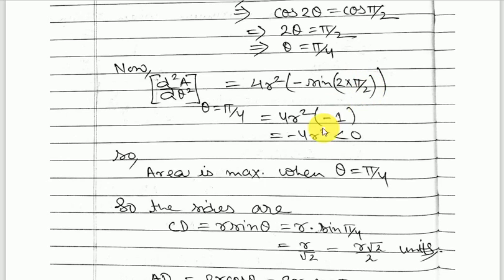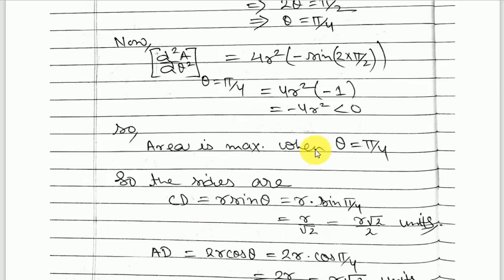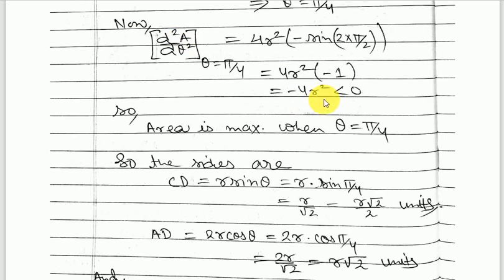After that, 2 into pi upon 4, that means pi upon 2, that would come sine 90 means 1, so it will come minus 1, that would be minus 4R square less than 0. So that means this area is maximum when theta is pi by 4. Okay, so area is maximum when theta is pi by 4.